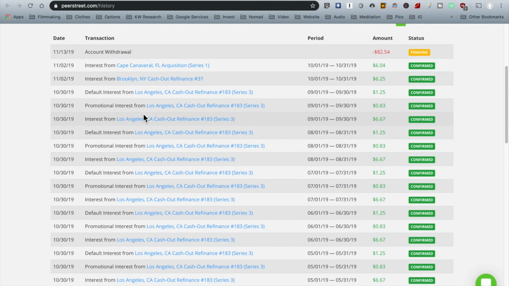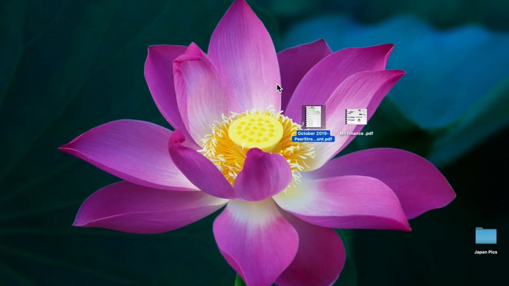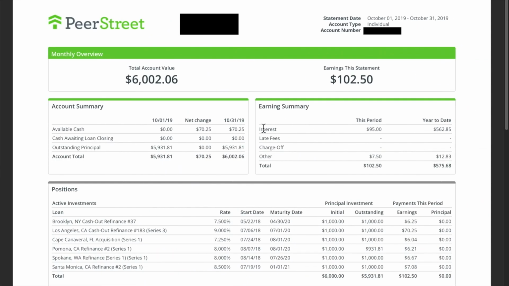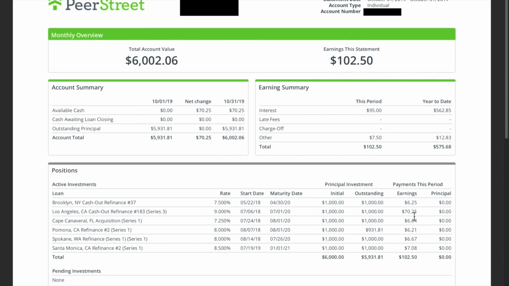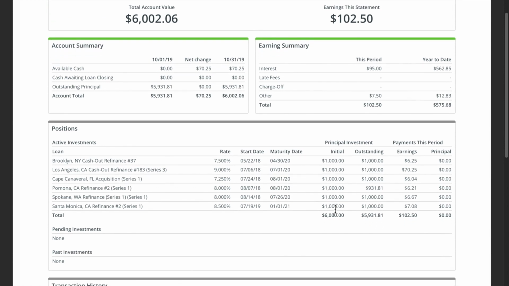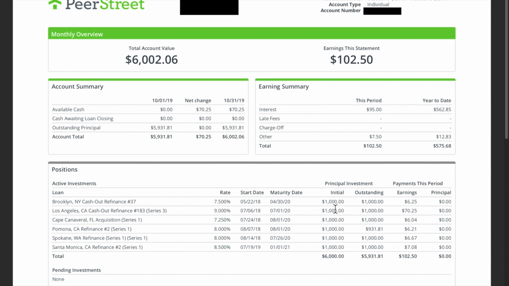So anyways, let me show you my account statement real quick. And here is my PeerStreet statement. And I blocked out some of the sensitive details, but I just wanted to give you just how much I earned in this period, which was $102. And this $102 is quite a bit compared to what I usually earn. And that's because of that outstanding loan that I had. So you can see right here, this loan got paid back. $70.25. And this is why I have such a high earnings this statement.